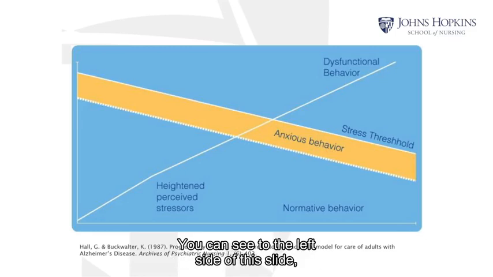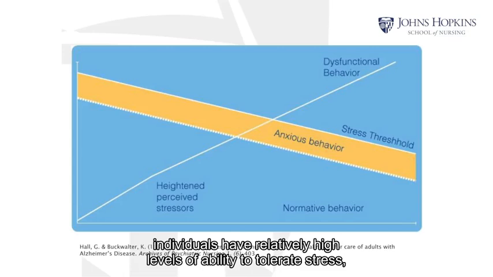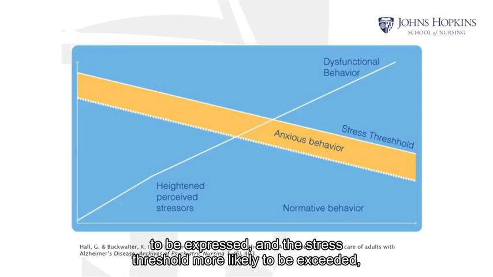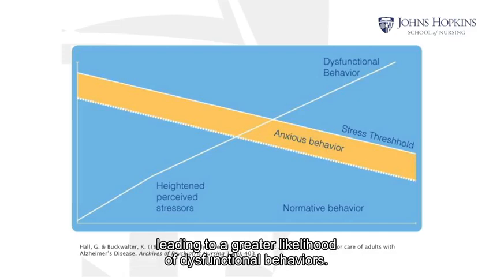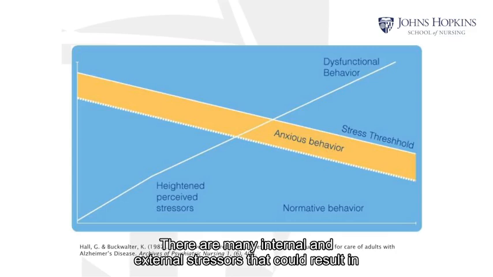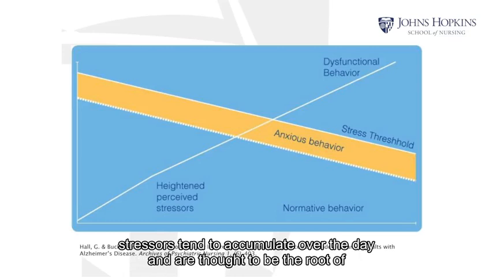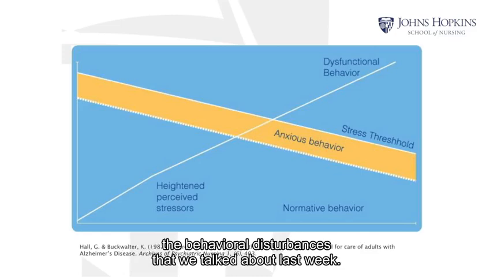And you can see to the left side of the slide, individuals have relatively high levels of ability to tolerate stress, but as the threshold is reduced, anxious behaviors are more likely to be expressed, and the stress threshold more likely to be exceeded, leading to a greater likelihood of dysfunctional behaviors. There are many internal and external stressors that could result in a person having an accumulated stress response on a daily basis, and these stressors tend to accumulate over the day and are thought to be the root of the behavioral disturbances that we talked about last week.